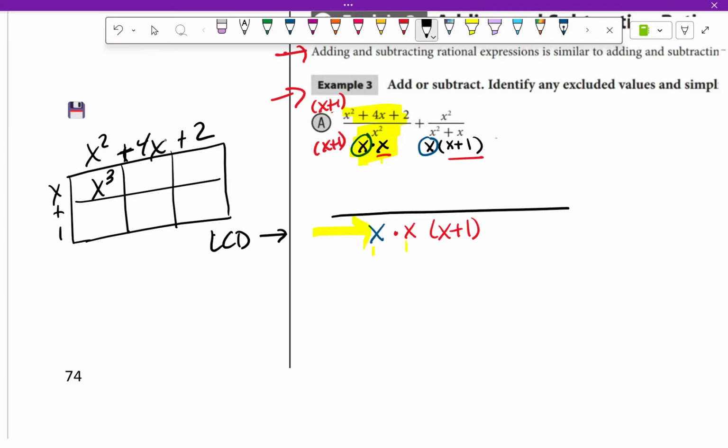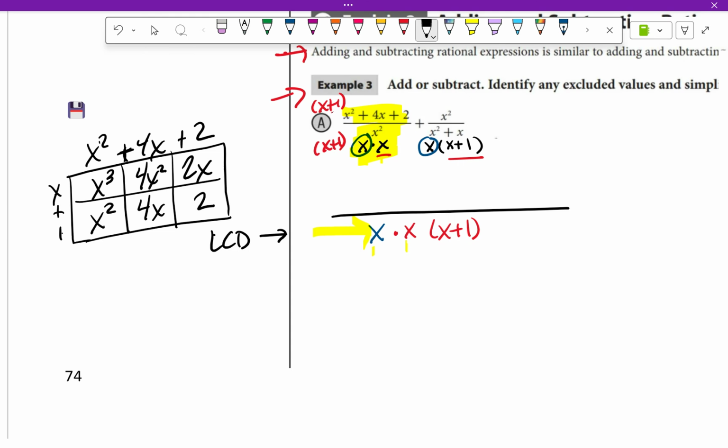X cubed. Good. X times 4x. Good. X times 2. Good. 1 times x squared. 1 times 4x. And 1 times 2. 2. Okay?